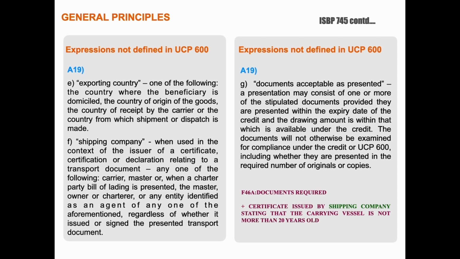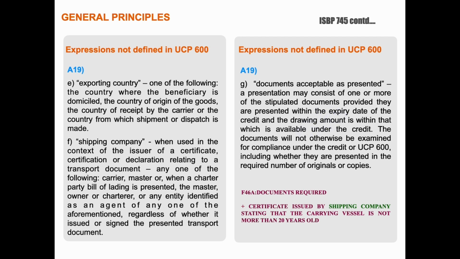If the clause is mentioned like all documents are acceptable as presented, then to comply under the credit, all documents must be presented before LC expiry. That's it. Apart from that, those documents will not be checked as per UCP 600 or SBP or anything, right? But the thing is, any amount mentioned on any of those documents must be within the available amount under LC. That is the only condition.